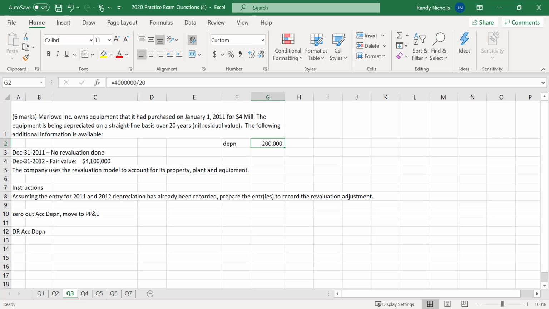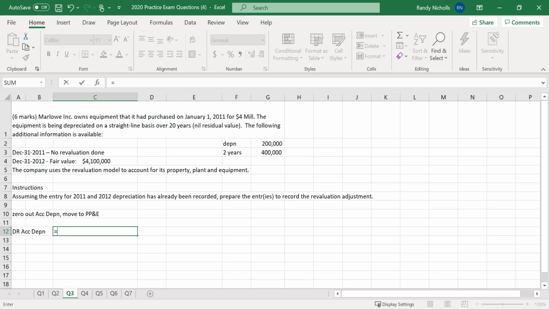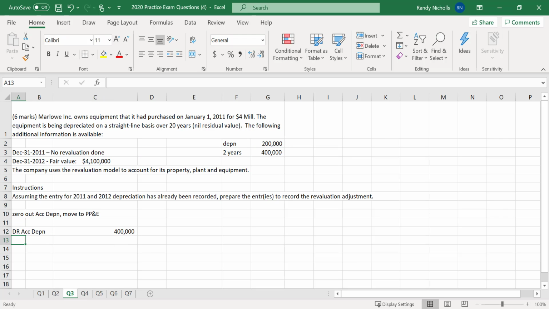Check your dates just to make sure, but this was bought on January 1st, so depreciation's been recorded for 2011 and 2012. So I could do a T account and show 200,000 a year. Here I'm just trying to be lazy and quick. But I've got 400,000 sitting in my accumulated depreciation account. I want it to go away, and I'm going to move it to my PP&E account. So I'm going to call it equipment. I'd be happy if you just called it PP&E.